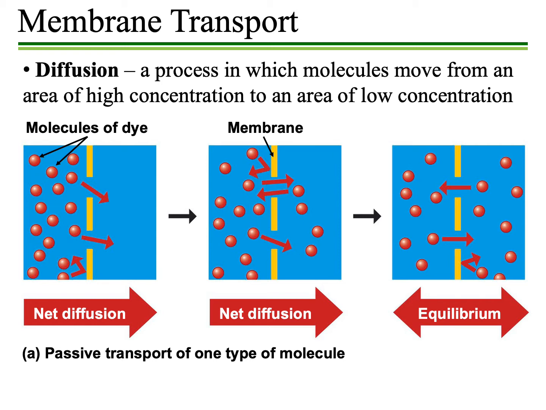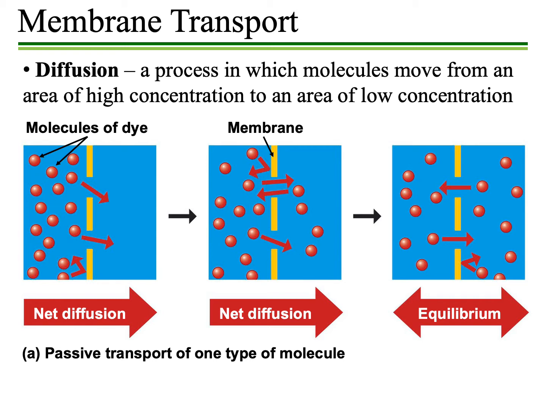So there are two broad categories, or two different ways that molecules can move across. They can either move across in a passive way or an active way. Passive transport, again, does not require the input of energy. Active transport does require the input of energy.